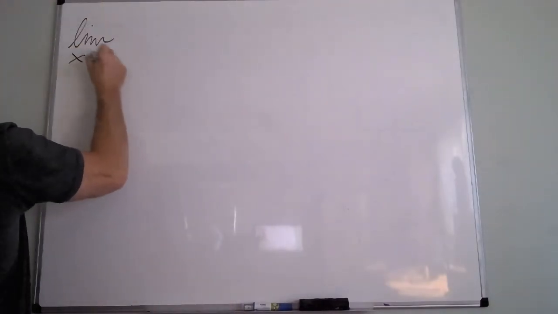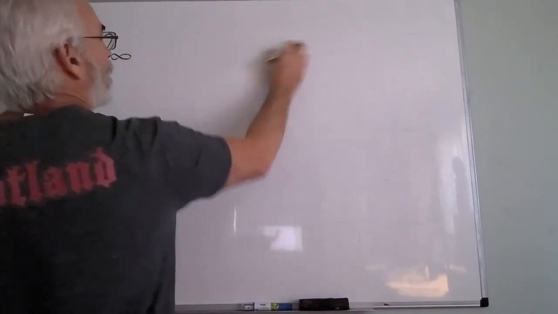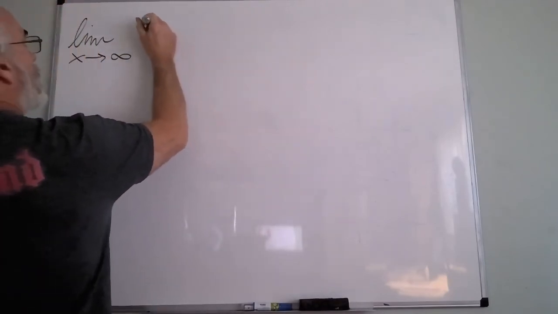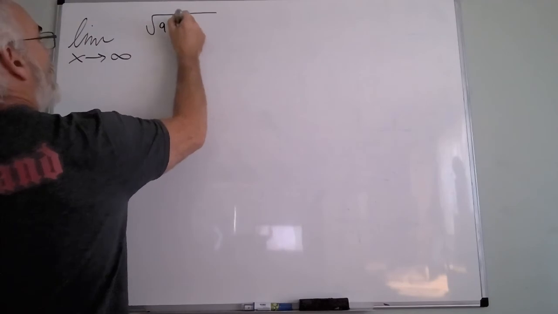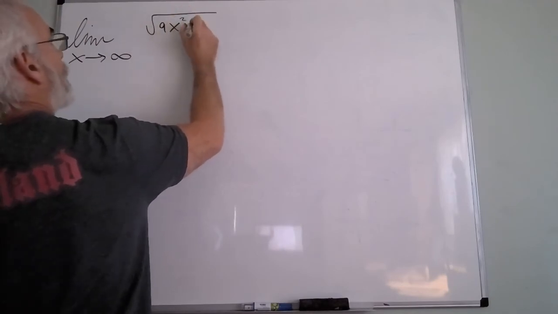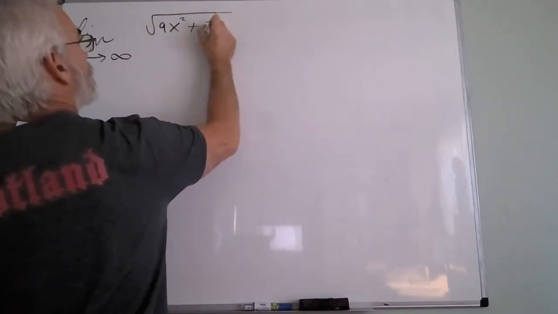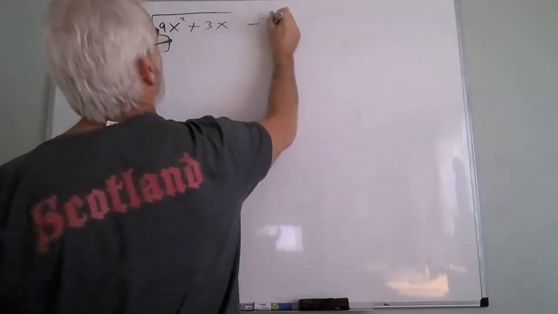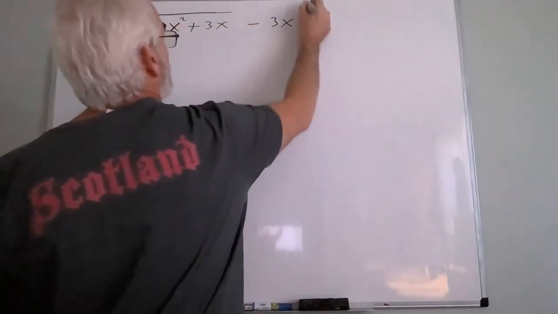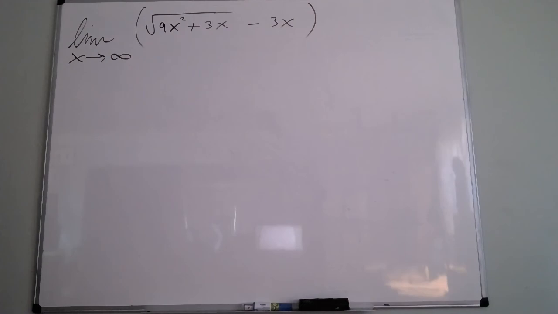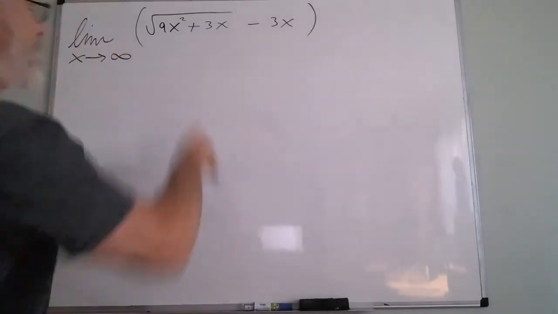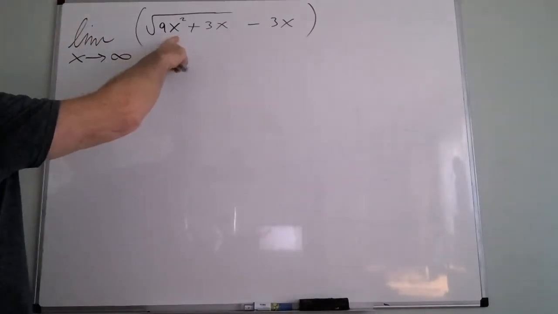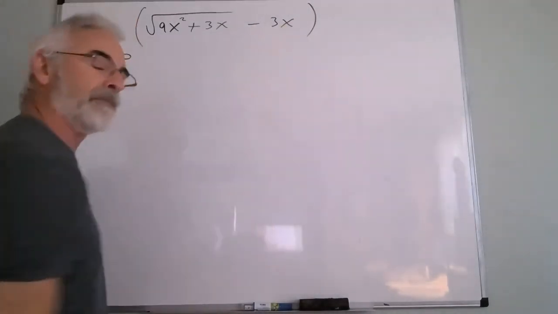So what if I had something like this? I've got the limit as x goes to infinity, and I'll keep it really simple. Let's say I've got the square root of 9x squared plus 3x, and I want to have minus 3x. I'll keep this really simple. Now, as x grows without bound, and that's the key, x is unbounded. Clearly, this term is growing without bound. It's getting infinitely large, and so is this one, but I am taking the difference.